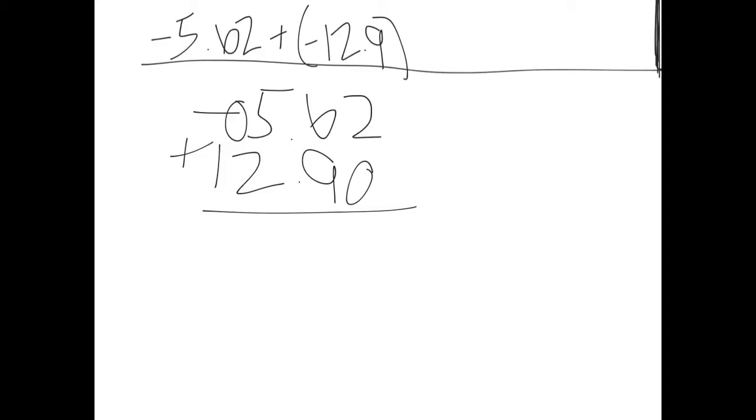Plus 0 is 2. 6 plus 9 is 15. Add the 1. 2 plus 7 is 8. Drop down the decimal. And that's add another 1. And that's your problem.